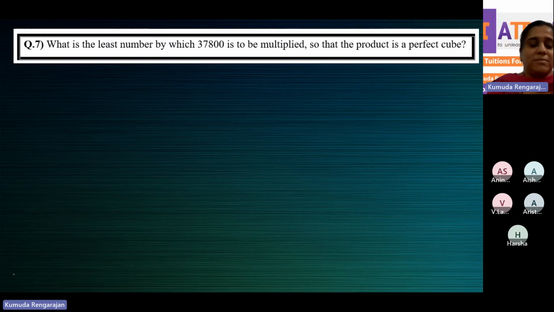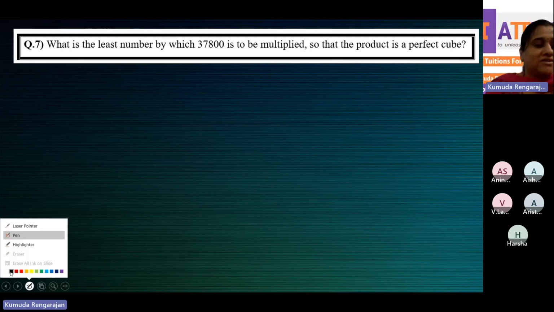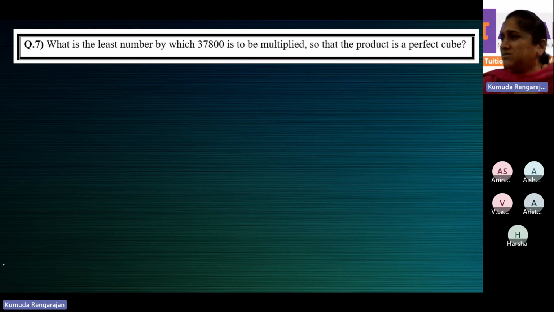Now, what's the least number by which it should be multiplied? Since the questions are similar, we've seen a similar question in squares and square roots, right? What is the least number by which something should be multiplied so that the product is a perfect square? So here it is a perfect cube. What is the least number by which 37,800 is to be multiplied so that the product is a perfect cube?